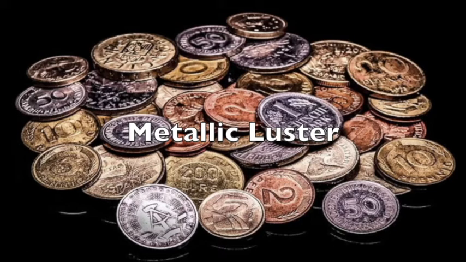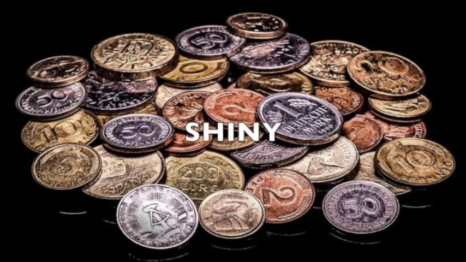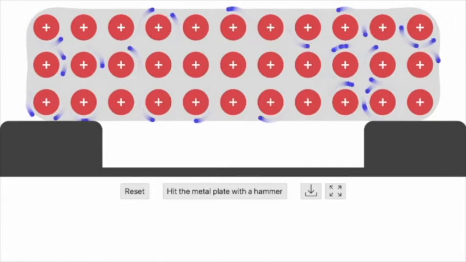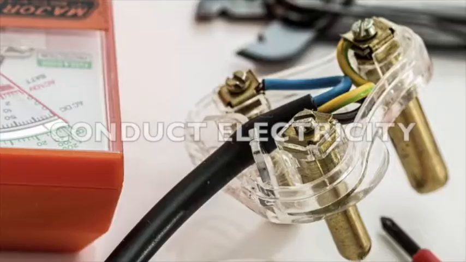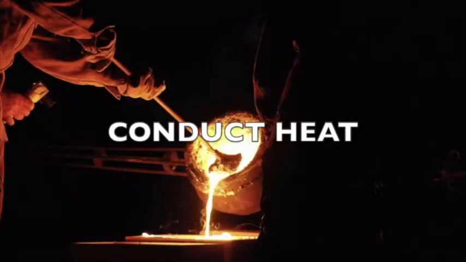Electrons on the surface can bounce back light at the same frequency that the light hits the surface, so metals appear shiny. Because the electrons are delocalized, metals are great conductors of electricity. They're also very good conductors of heat.